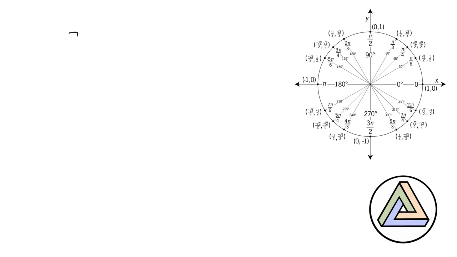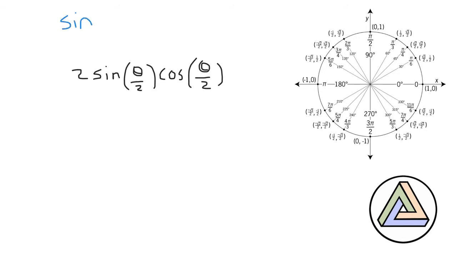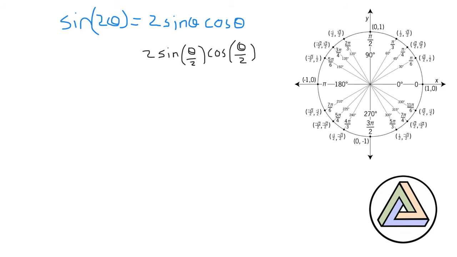The next problem is 2 times sine of theta over 2 times cosine of theta over 2. So this has to do with the first problem that we did earlier, where at a certain point it might behoove you to memorize or become familiar with the fact that sine 2 theta equals 2 times sine of theta times cosine of theta. Clearly, in this case, this part matches this part.